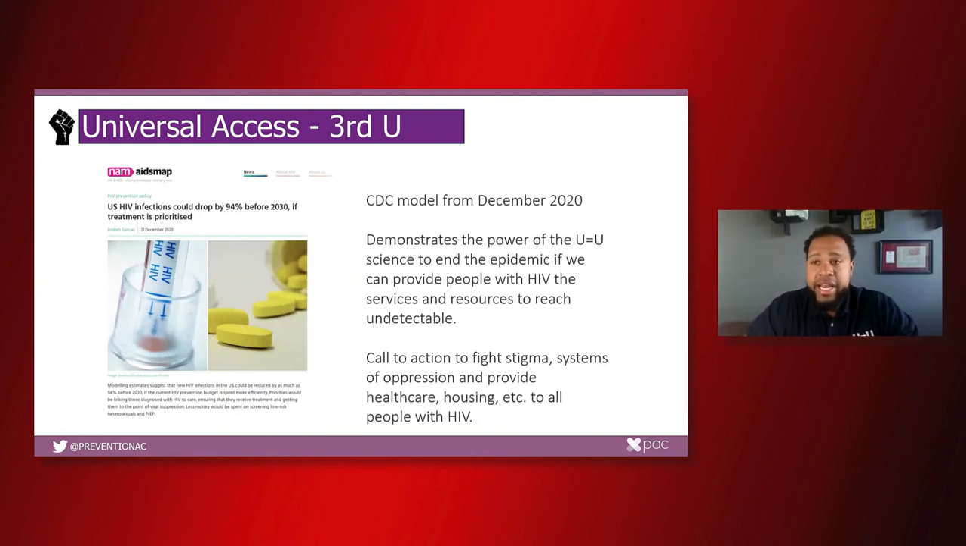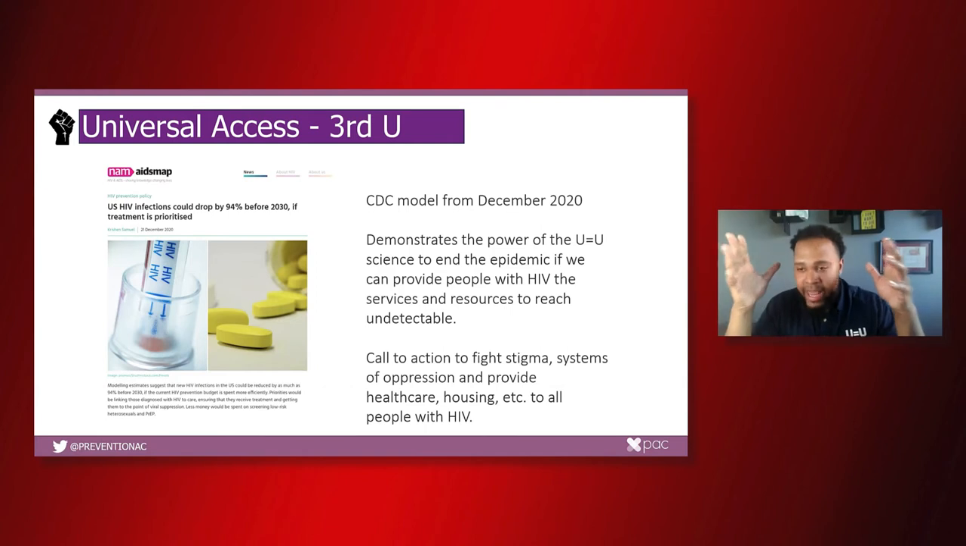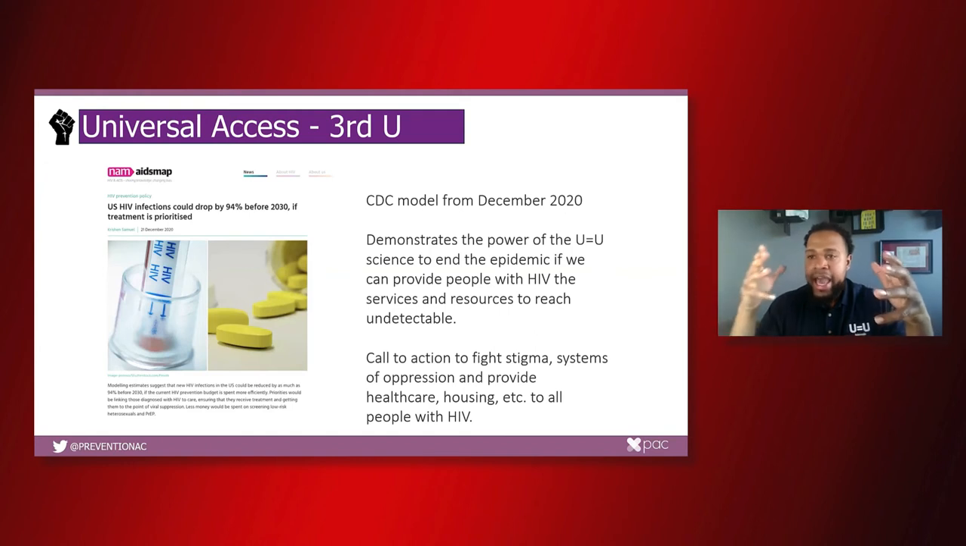The CDC put out a study to back all of this information again. They said that US HIV diagnosis could drop by 94% by 2030 if treatment is prioritized. So if you belong to an organization or anybody out there that's listening, your organization has primarily been focused on PrEP and pushing PrEP and condoms and so forth, it might be time to reconsider what's going to be prioritized within that organization, that well-oiled machine.